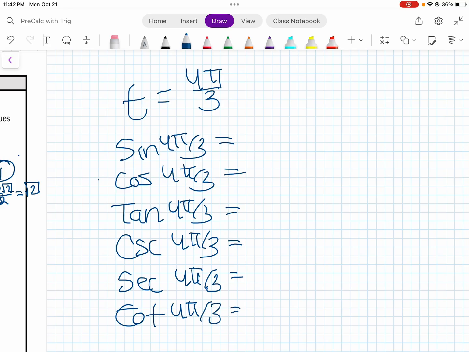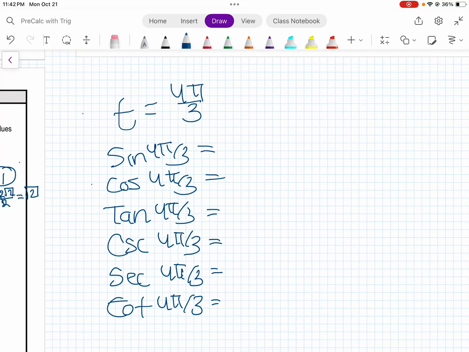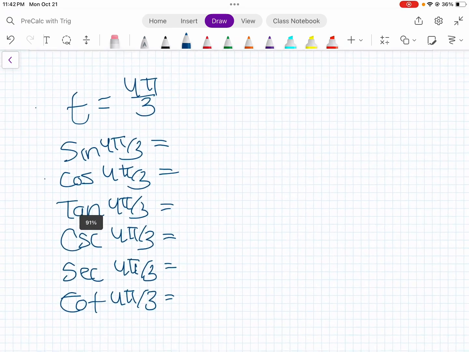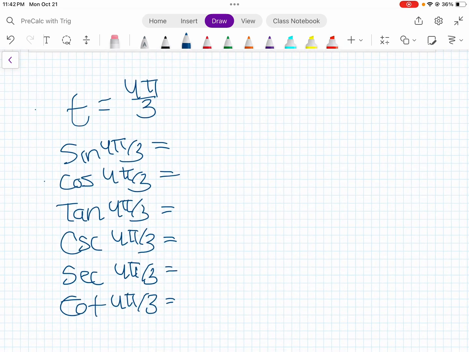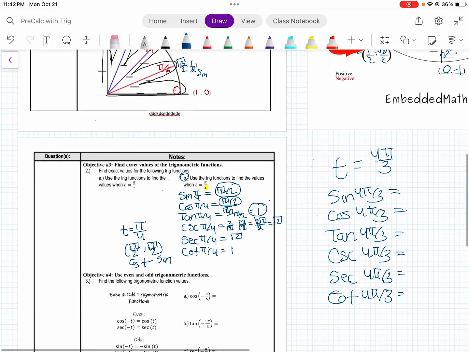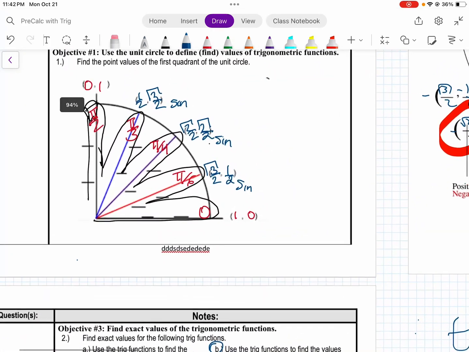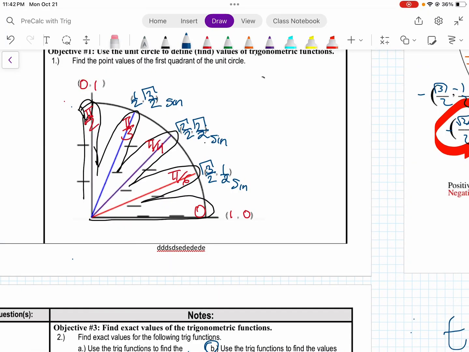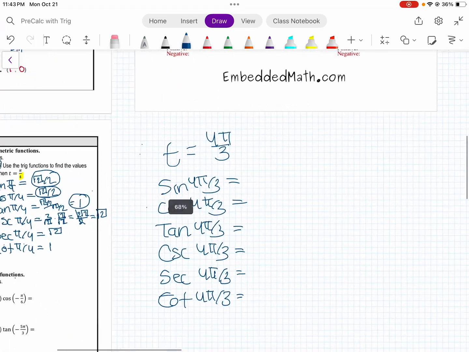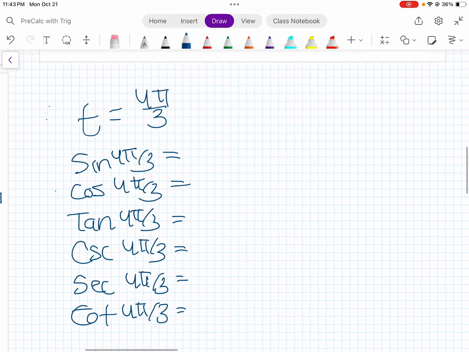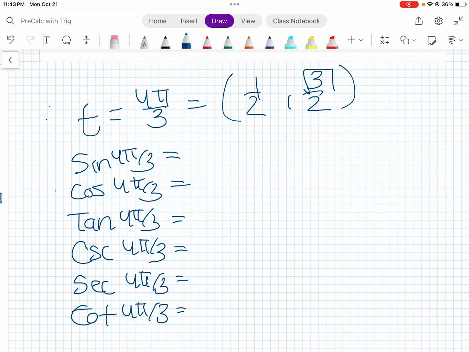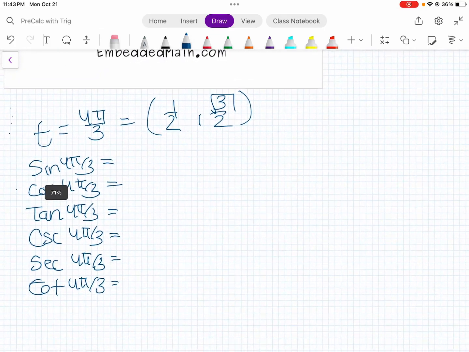All right, well, first I need to figure out what the values for anything over 3 are going to be. If you remember the shortcut that I showed you, anything over 3 is going to give you 1/2 and radical 3 over 2. So without looking at the unit circle, I know that the answer is going to be 1/2 and radical 3 over 2. Now the question is, where is 4 pi over 3 on the unit circle?